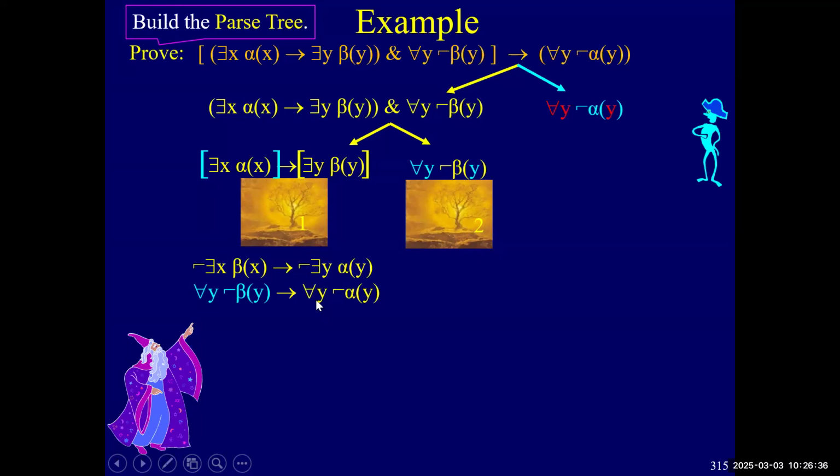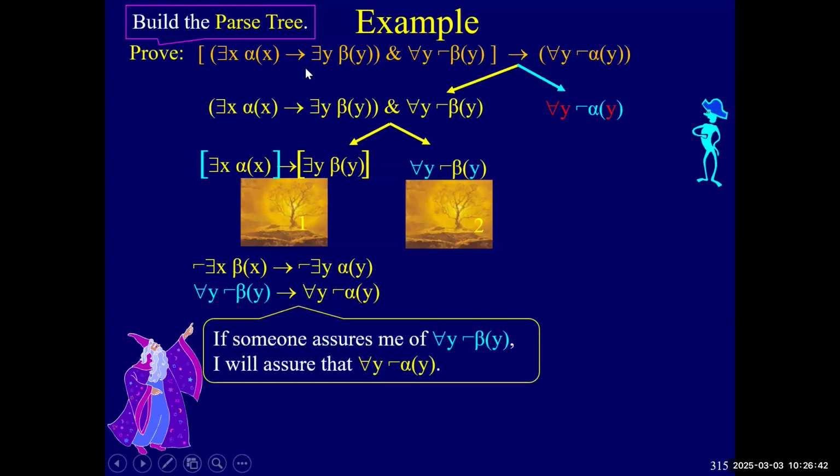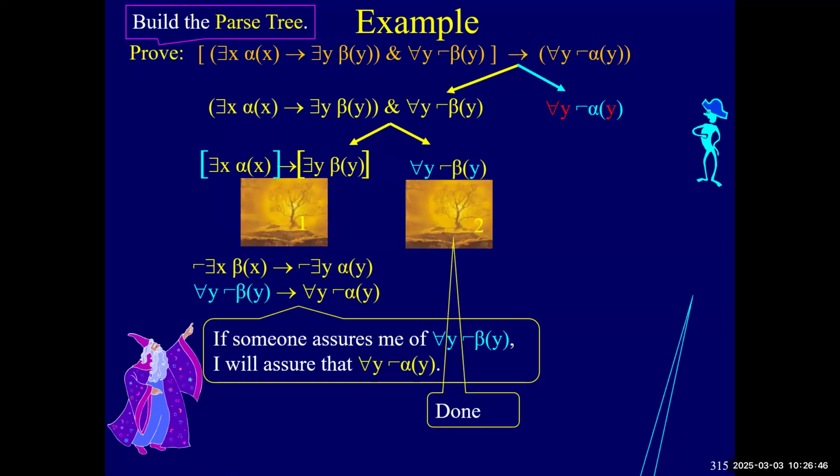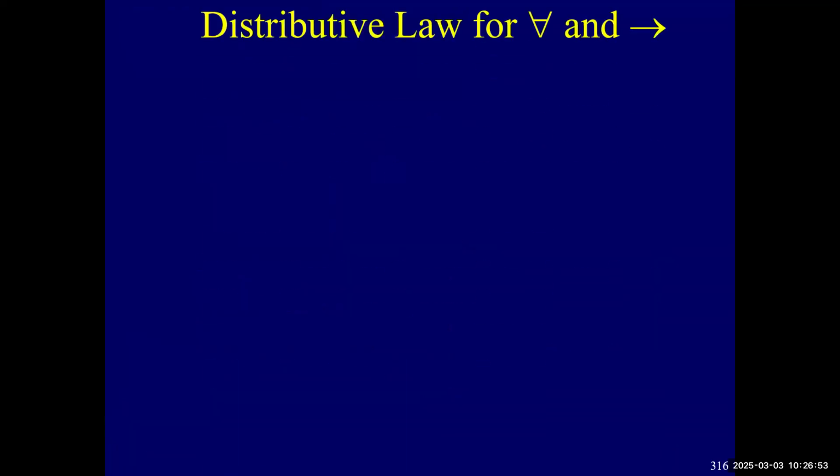It gives us that for all y alpha is false, right? And then 2 is assuring us of this. So then we do modus ponens and we're done. That was the whole example. It was a little scary. It wasn't worth it.